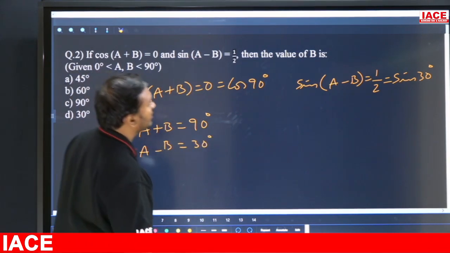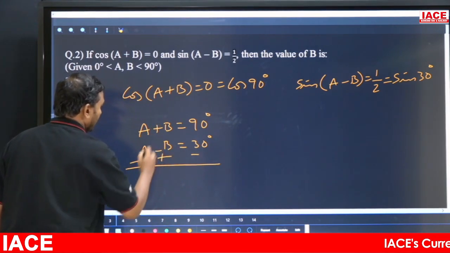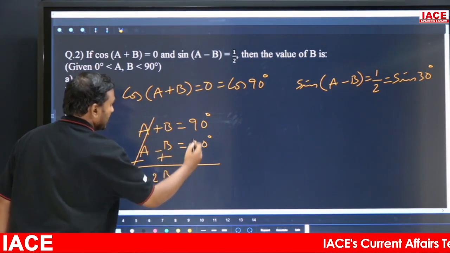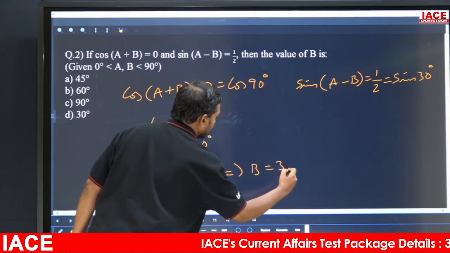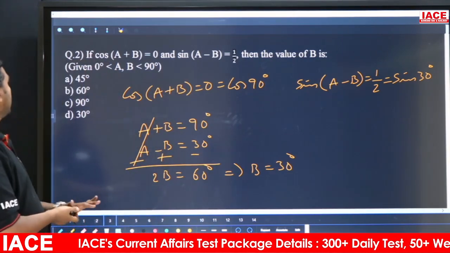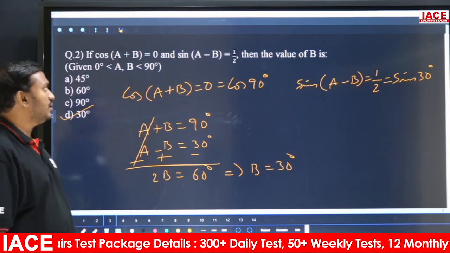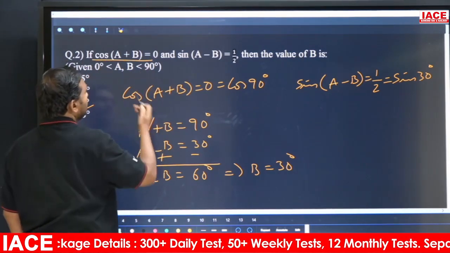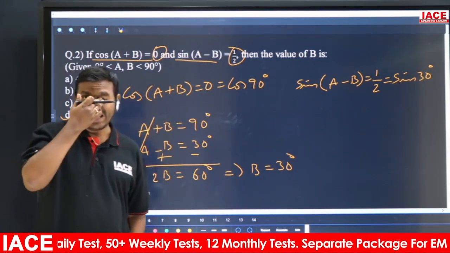What is being asked? Find the value of b. B value is asked, so add the two equations and a cancels. What happens? 2b equal to how much? 60 degrees. 2b is 60 means b is how much? 30 degrees. So angle b is 30 degrees, which means option D. Again, option D is the right answer. Here it is a direct question: the cos value and sine value in terms of numbers are given, so we have to find the angles, right?